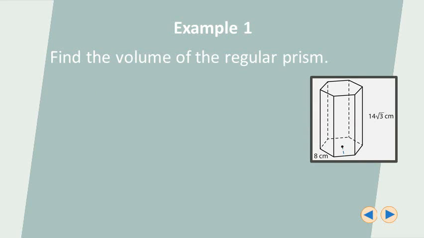So find the volume of the regular prism. Again, let's remember what our formula is. Volume is base times height. So first we've got to find the area of the base. So what's the area of a hexagon?